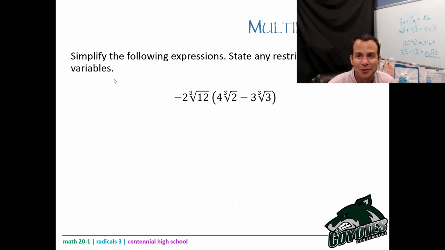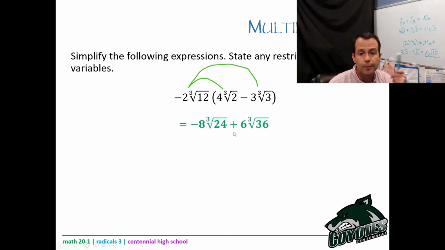Hey, you totally want to try this. It's just the distribution law. So we're going to go this guy times here and this guy times here. So negative 2 times 4 is negative 8. 12 times 2 is 24. So that first term would be negative 8 cube root 24. Don't drop your cubes, or your cube roots. The root index has to stay the same the whole way through. Then the outside guy with the last guy, I've got negative 2 times negative 3 is positive 6. 12 times 3 is 36. So that's going to be plus 6 cube root of 36.